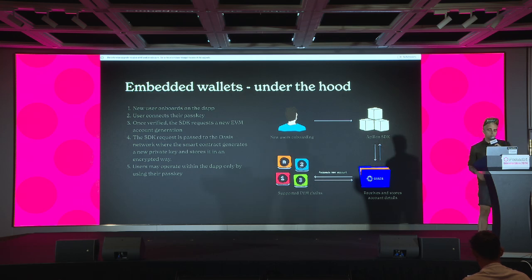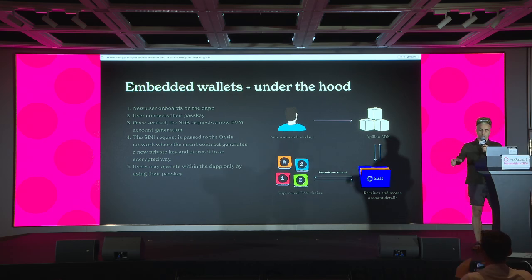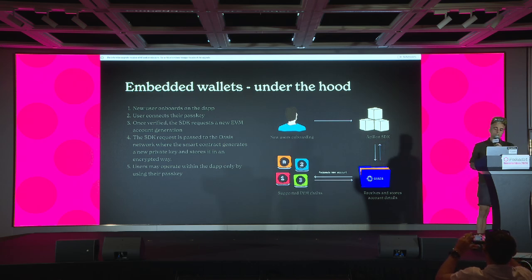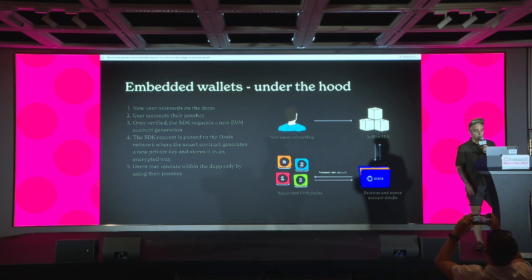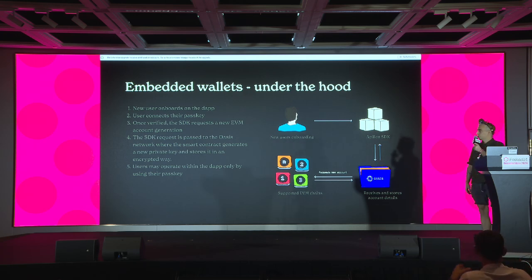From this point on, this request is passed to the Oasis network, where we have smart contracts which then generate private keys. They basically request a new blockchain account with a public-private key pair on a targeted blockchain, and this gets stored in a confidential smart contract. So no one actually has access to this, with the exception of the user who is initiating the passkey. If the user were to lose the passkey, right now we have no real solution, but obviously we are building either social recovery or something similar in the future.